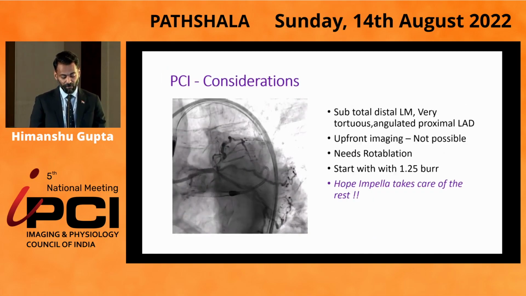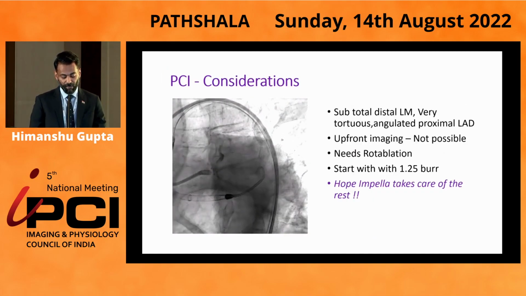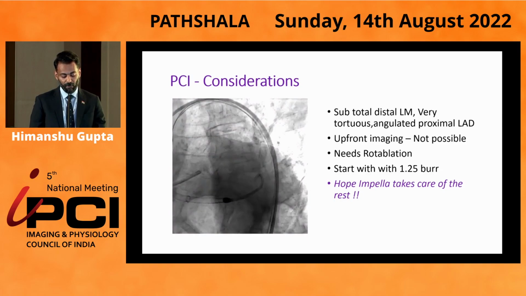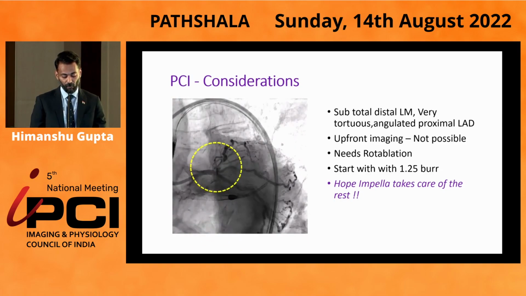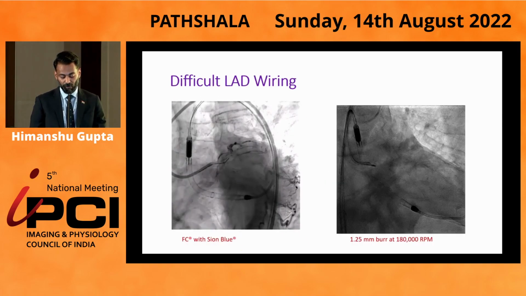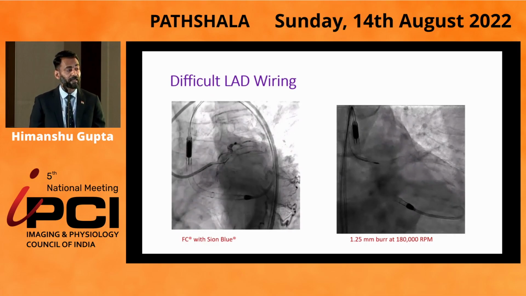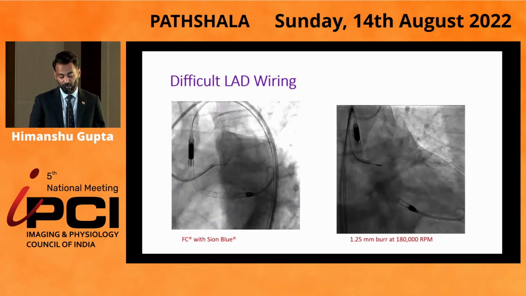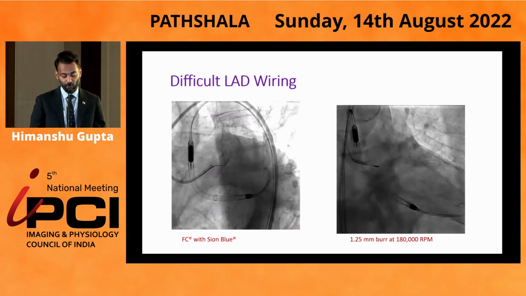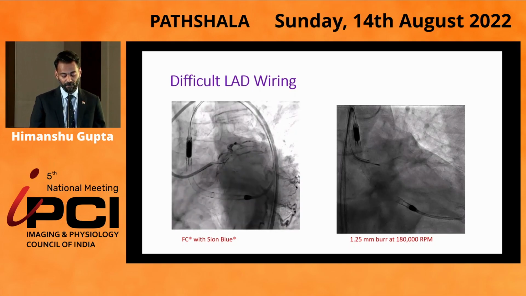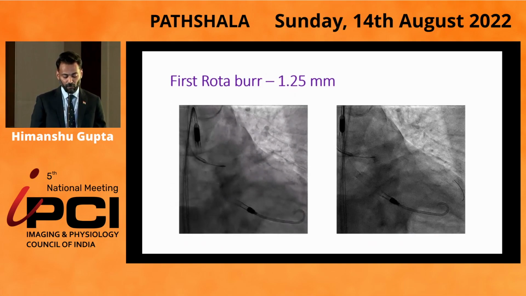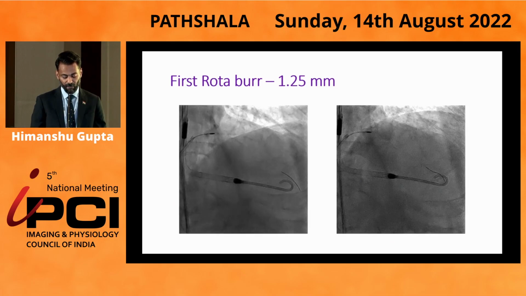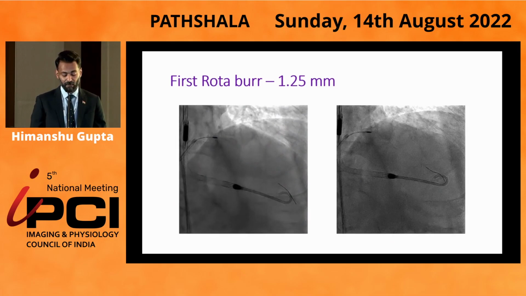So we wire with some difficulty, and we start with a 1.25 burr because I don't think anything else would have crossed. Immediately post wiring, his pressures dropped even on Impella. He was on support. So we start with a 1.25 millimeter burr, which is just the start of the story. So with the 1.25, we do the distal left main, 1.25 in the LAD, it does not cross.